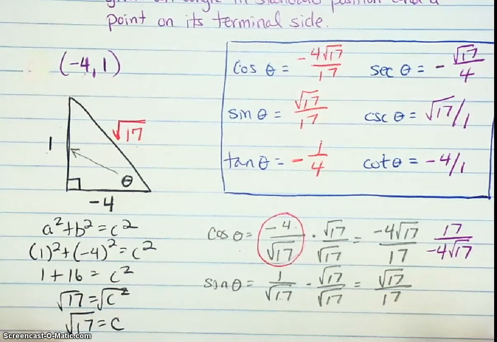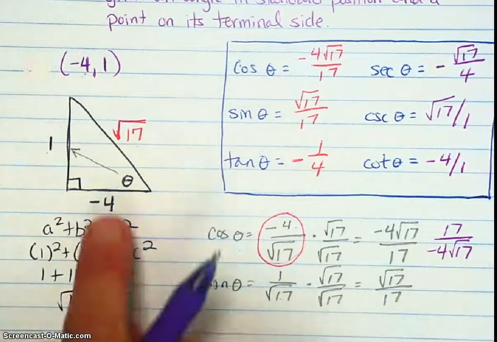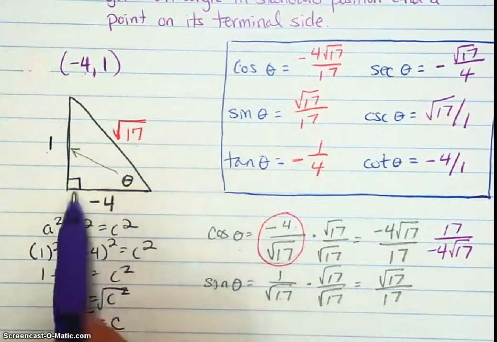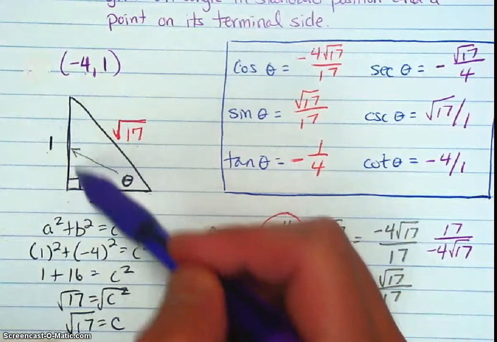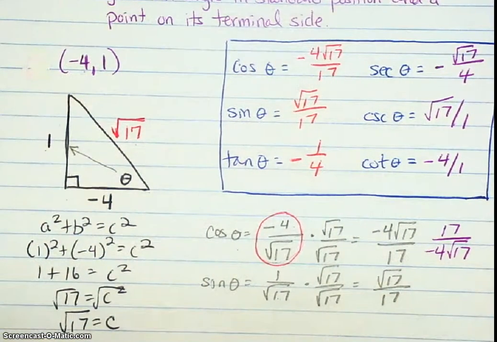Alright? So that's if you're given a point on the terminal side. This is what you'll do every time. Your x will always be here. Your y will always be on the vertical.